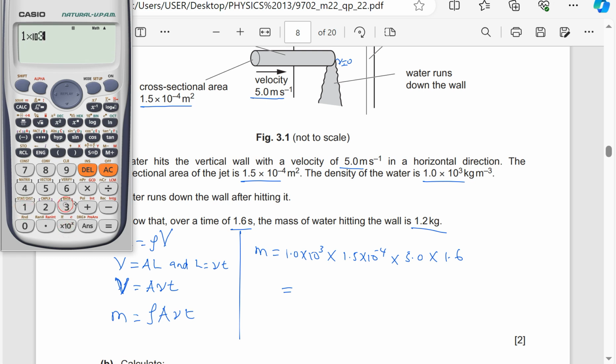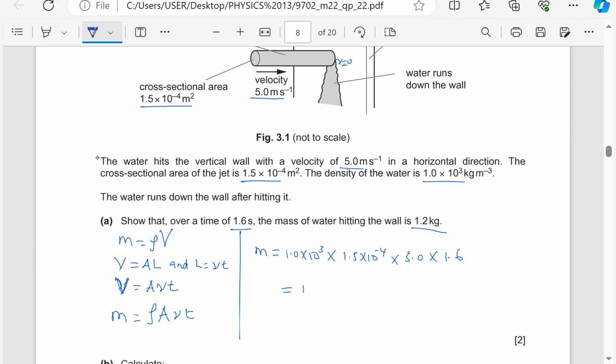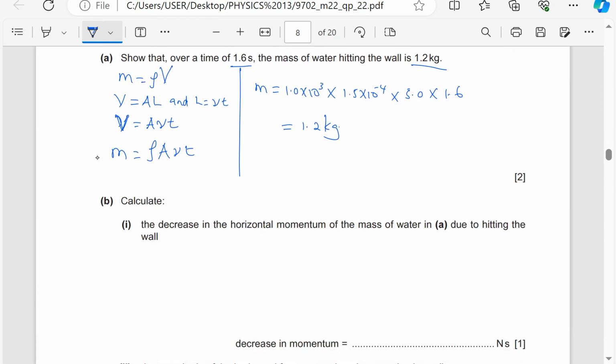So 1 times 10 to the power of 3 times 1.5 times 10 to the power of minus 4 times 5 times 1.6, which gives me 1.2 kilograms. Calculate the decrease in the horizontal momentum of the mass of water in air due to hitting the wall. Of course, the change in momentum is going to be the mass times the change in velocity. Since it didn't bounce, it just went downwards, so the mass is 1.2.